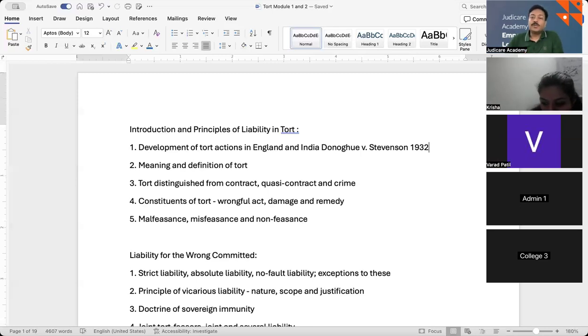So the legal reasoning which was given at that point of time by the House of Lords, which decided the matter, they established that manufacturers owe a duty of care. We spoke about duty of care yesterday. So duty of care, if it is not done, it leads to a tortious situation. So the House of Lords said the manufacturers owe a duty of care to consumers, even if no direct contractual relationship exists.